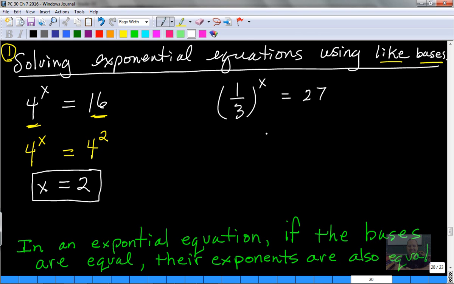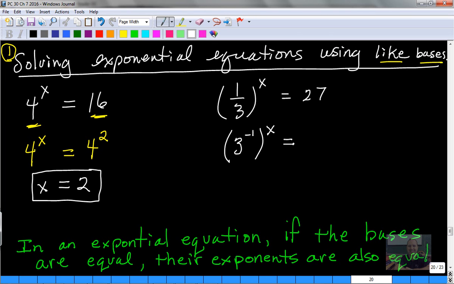Now this is going to be a little bit tricky, but you look at 1/3, right? And you look at 27, and you ask yourself, can these be written in the same base? The answer is yes, although 1/3 maybe looks a little tricky. We can write both of these with a base of 3, and let me show you how that works. How can you write 1/3 with a base of 3? Well, if you remember negative exponents, 1/3 is actually written as 3 to the negative 1. So you rewrite this as 3 to the negative 1. You leave that x there.